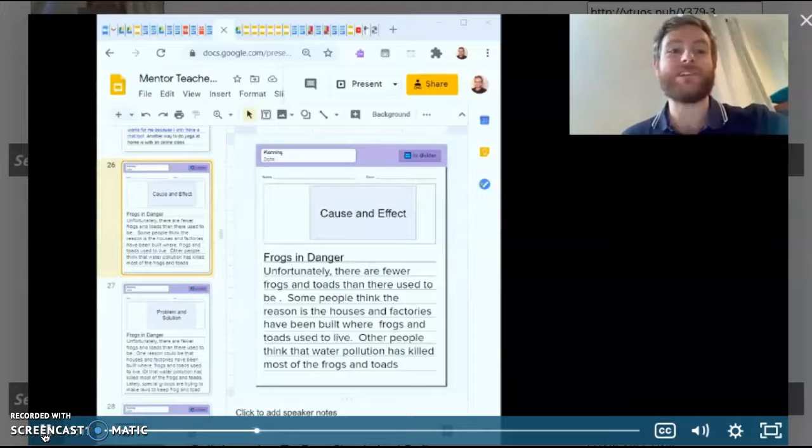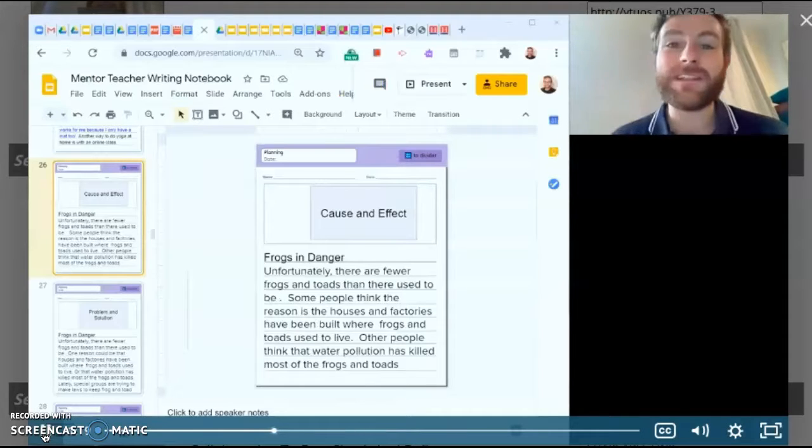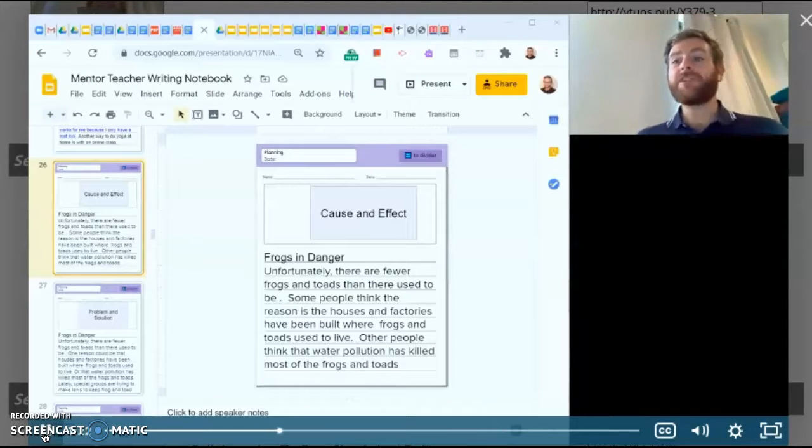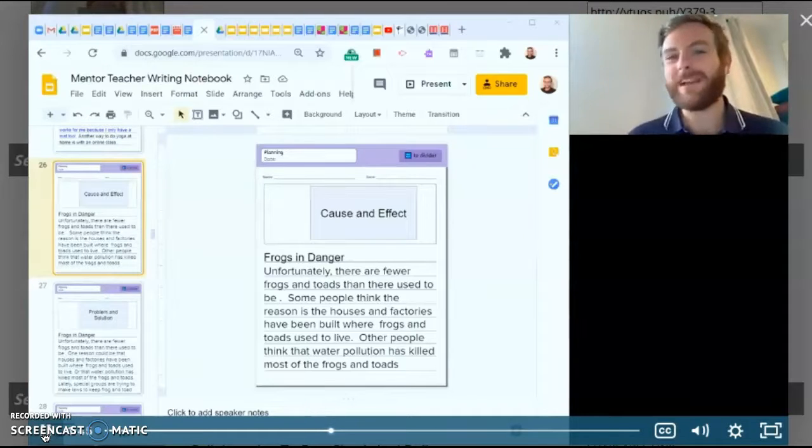I wrote a draft about my frogs and toads and about how they're in danger. One of the things that I'm really wanting to think about is whether this is the best way to write it. So I wrote my draft using cause and effect. I said, unfortunately, there are fewer frogs and toads than there used to be. Some people think the reason is that houses and factories have been built where frogs and toads used to live. Other people think that the water pollution has killed most of the frogs and toads. I'm naming a lot of causes and effects, but as I'm looking at this, one, it's kind of short. Two, this gets at some of the stuff that I wanted to say, but I don't know if cause and effect is the best way to do it.